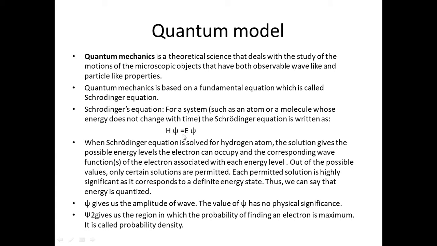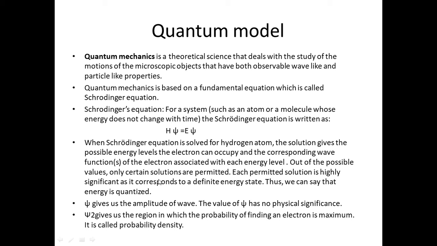So H psi is equal to E psi, the symbol is called psi, P-S-I. P is silent here. So H psi is equal to E psi is the short form of the Schrodinger wave equation. Quantum mechanics basically deals with the study of motion of microscopic objects that have both kinds of nature, that is dual nature. They may behave as a wave and they may behave as a particle. The study of such particles is called quantum mechanics. Basically, quantum mechanics is based on the Schrodinger equation.